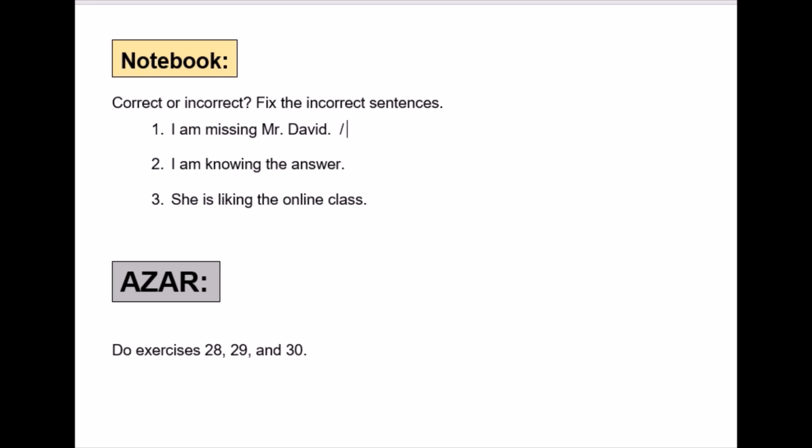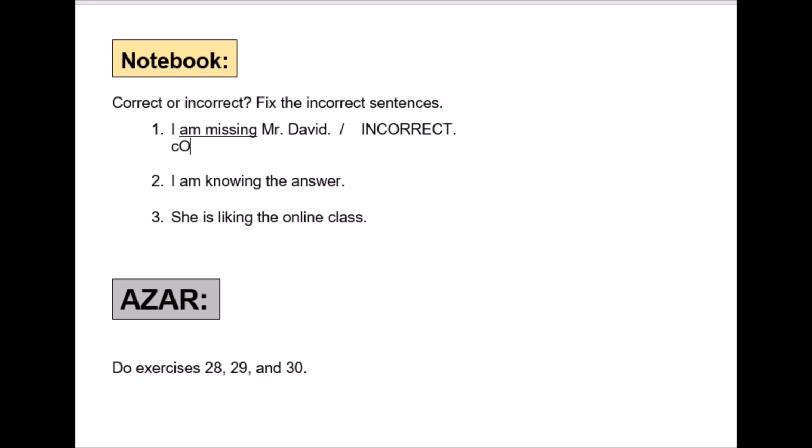Okay, here are the answers. So, number 1, I am missing Mr. David. Incorrect. Why is it incorrect? Because miss is a non-action verb, so I can't use ing. So the correct way would be I miss Mr. David. That's okay. Now it's a non-action verb. Miss is a non-action verb. That's why it needs to only use simple verb tense. Okay.